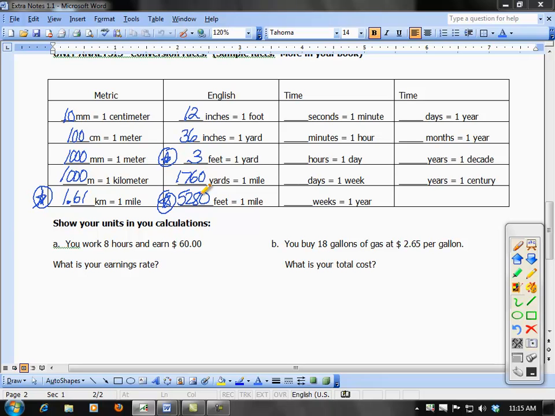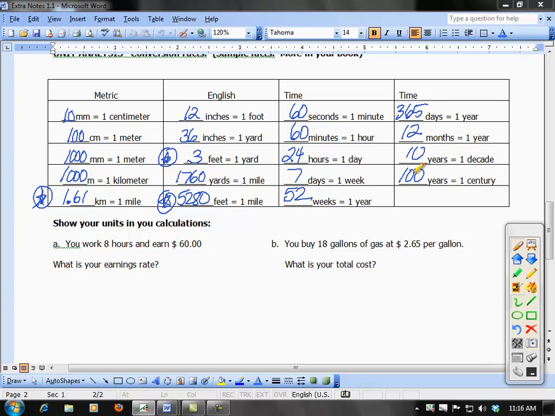Okay, the time ones I think you're fine with. There are 60 seconds in a minute, 60 minutes in an hour, 24 hours in a day, 7 days in a week, and 52 weeks in a year. Okay, a couple more time ones. There are 365 days in a normal year. We don't include leap years in this. 12 months in a year, 10 years in a decade, and 100 years in a century. Okay, so kind of things to keep in mind. All right, take a look.